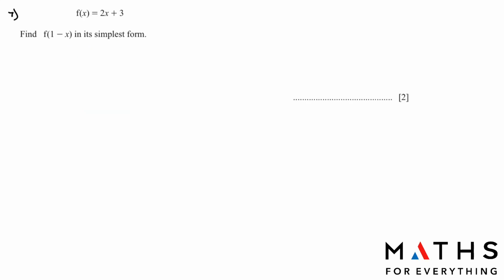Question number 7, f of x is equal to 2x plus 3. Find f of 1 minus x in its simplest form. Now it's not a number or an x alone, you have 1 minus x, but the method is going to be the same. So we write f of 1 minus x. In place of x, replace your 1 minus x, plus 3. Expand the bracket. 2 plus 3, 5 minus 2x. So this is your answer.